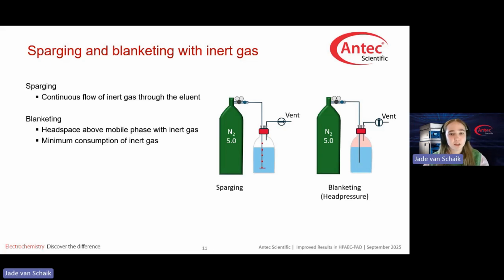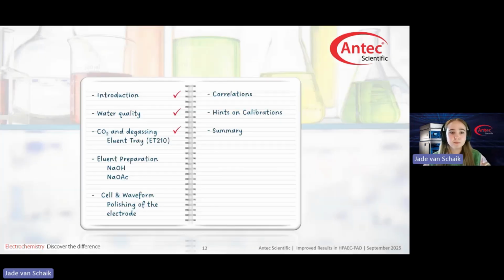With sparging and head pressure, we protect the eluent from the surrounding atmosphere. When sparging, we even degas the water or the eluent with an inert gas. That is the easiest way to protect the eluent from enemy number one, CO2, and consequently, carbonate. So now that we have identified enemy number one and understood how to protect the eluent and avoid the uptake of carbon dioxide, let's discuss the tools available to implement what we just theoretically described.